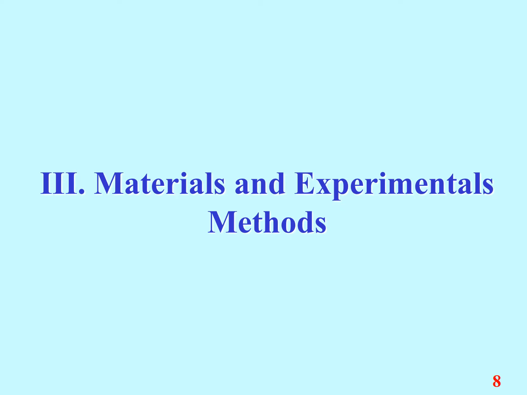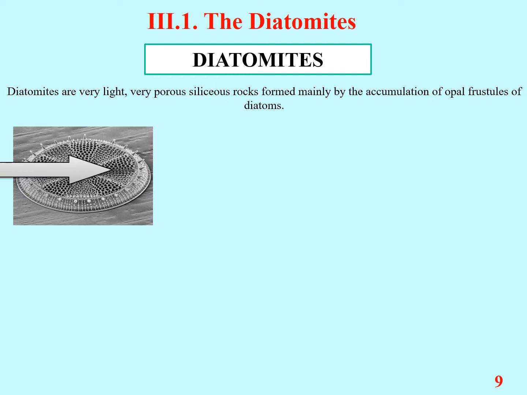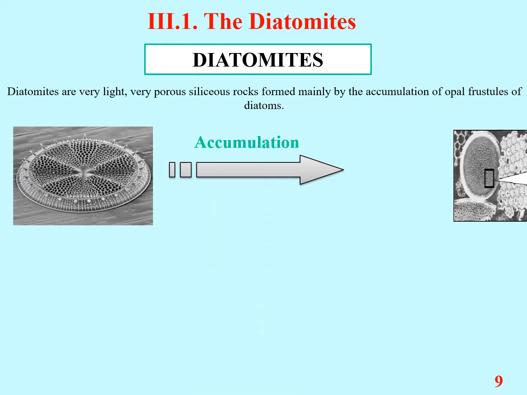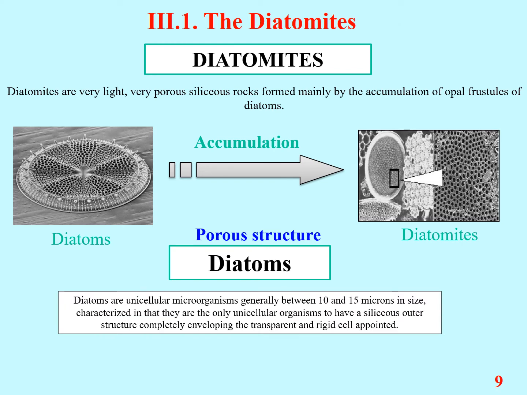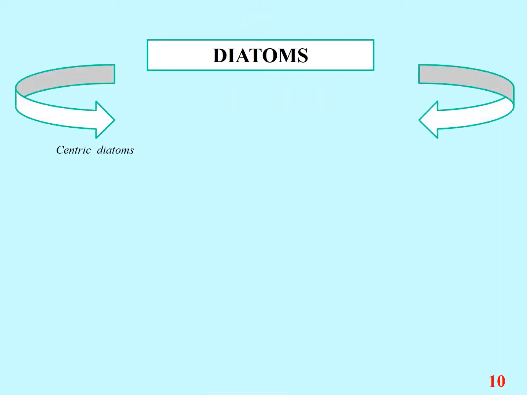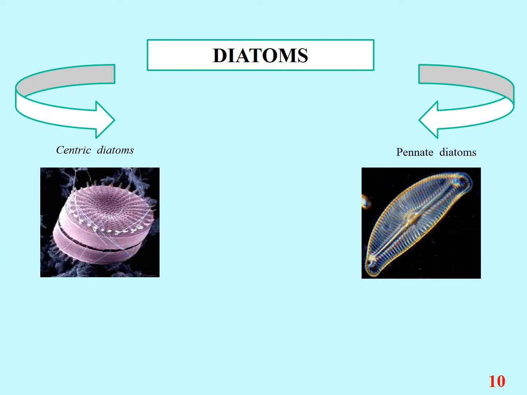Materials and experimentals. The diatomites. Diatomites are very light, very porous siliceous rocks formed mainly by the accumulation of opal fossils of diatoms. Diatoms are unicellular microorganisms, generally between 10 and 15 microns in size, characterized in that they are the only unicellular organisms to have a siliceous outer structure completely enveloping the transparent and rigid cell. There are two types of diatoms, centric diatoms and pennate diatoms.